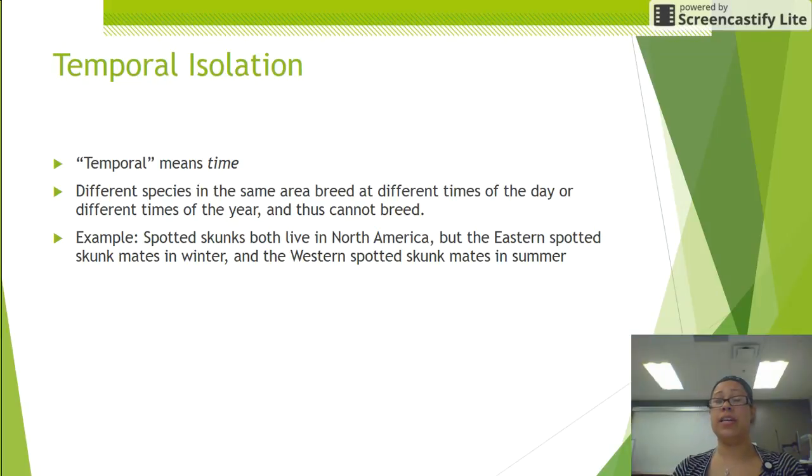Temporal isolation. Temporal means time. That means that they're going to mate at different times of the year, different times of the day. They're not going to be interested in each other at the same time. There's 2 different skunks in North America, the eastern skunk and the western skunk. The eastern skunk mates in the winter, and the other one mates in the summer. So western skunks will not mate with eastern skunks because they're not ready to mate at the same time of the year. So therefore, they're isolated, so they're separate species.